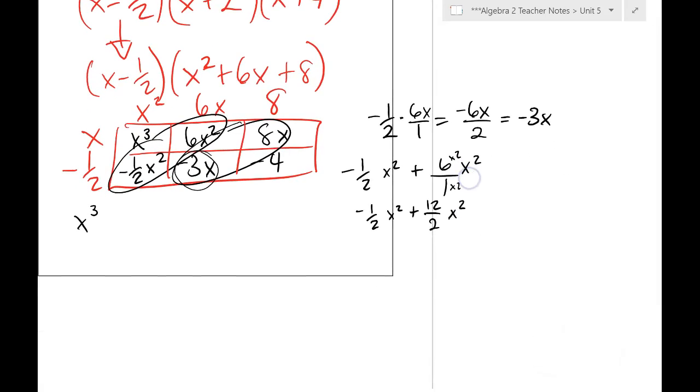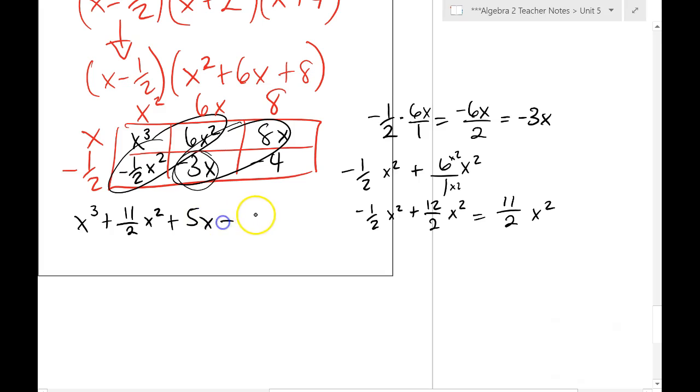Now we can add that. So now we add our numerators. Negative 1 plus 12 will be positive 11 over 2, x squared. So there's our second term, 11 over 2 x squared. And then simply negative 3x plus 8x will be positive 5x. And then the last term was negative 4, so we'll have minus 4.